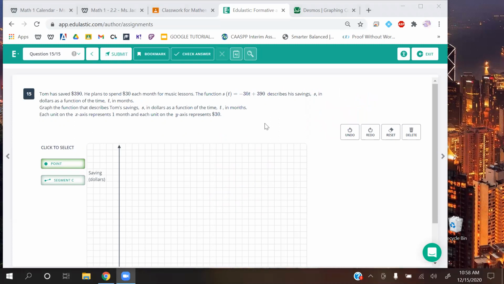Okay. Tom has saved $390. He plans to spend $30 each month for music lessons. That function describes the savings in dollars as a function of time in months. Graph the function that describes Tom's savings, S in dollars as a function of time, T in months. Each unit on the x-axis represents 1 month, and each unit on the y-axis represents $30.